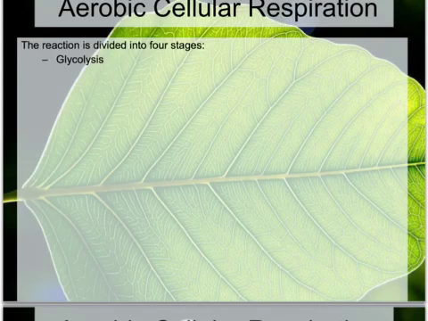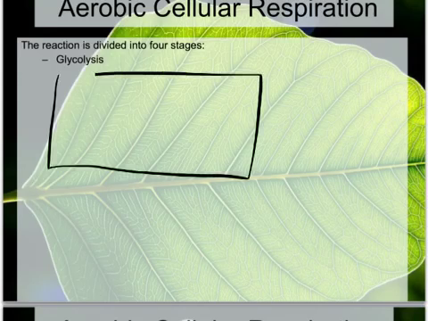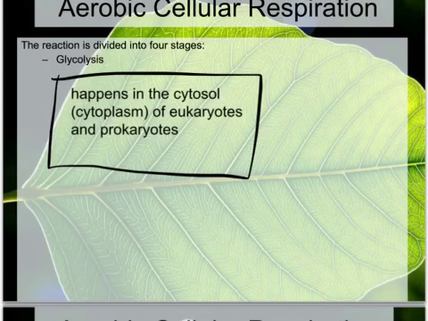So glycolysis. If I had my box here, what I would want to do is go over what's kind of happening in this reaction. The first thing I would put in that box is its location. Glycolysis happens in the cytosol or the cytoplasm of eukaryotes and prokaryotes. So it's happening throughout the cell. Enzymes are needed for it, but it's going to happen anywhere throughout the cell. No restrictions on that.